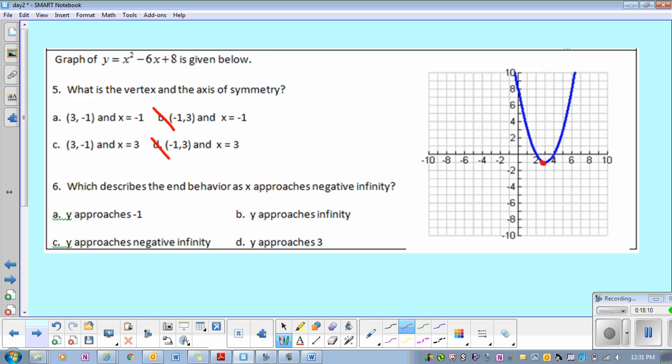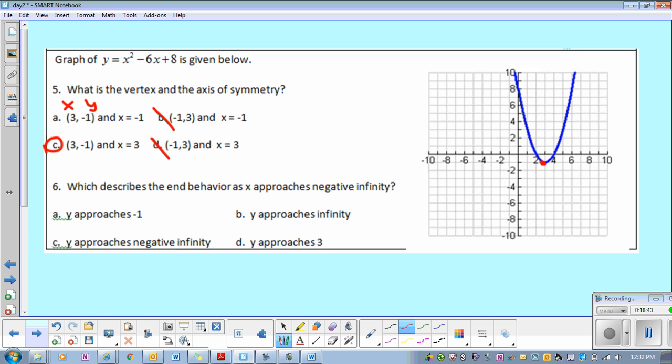Why is it 3 and not -1? Because your axis of symmetry is the x of the vertex. Everyone got that? 3, -1 is x, y. And both of these already have the x equals, so wouldn't it make more sense to say x equals 3, the x value, instead of x equals -1, which is the y? Remember, axis of symmetry is x equals the x number from your vertex, okay?